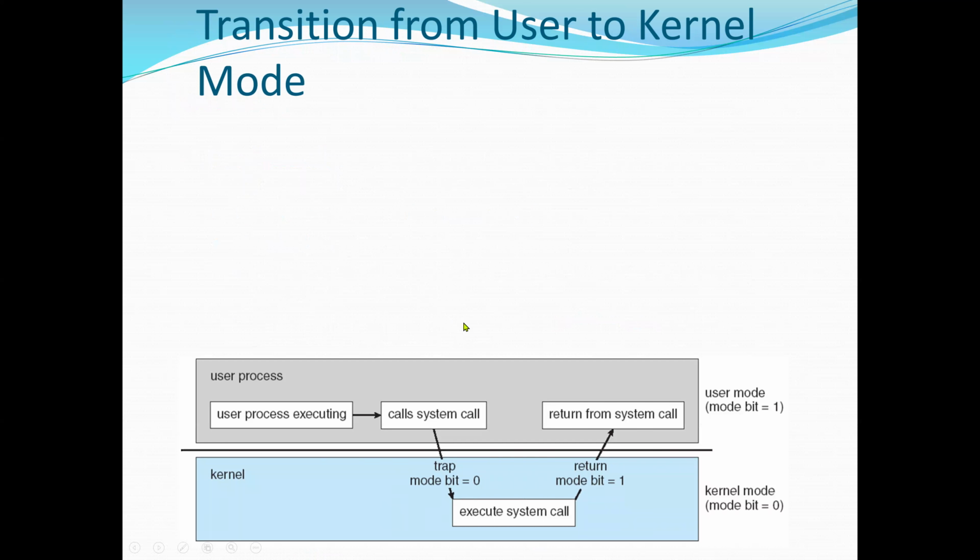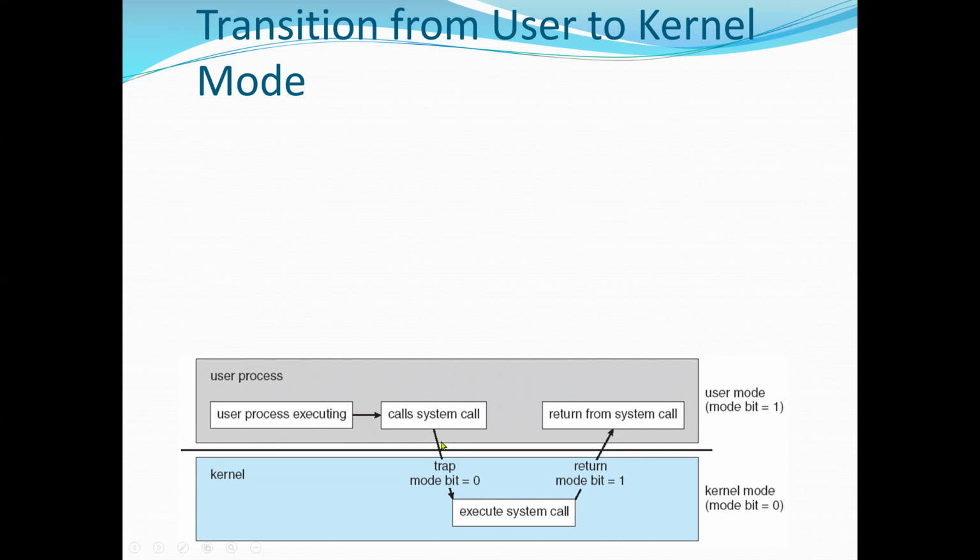So, the transition from user to kernel mode. Here we can see our diagram. The blue section is the kernel mode. The gray is the user mode. So the user process is executing. But when the user process is executing and it needs data, it calls the system call to request the service from the kernel mode, since kernel mode has access to all the computer resources.